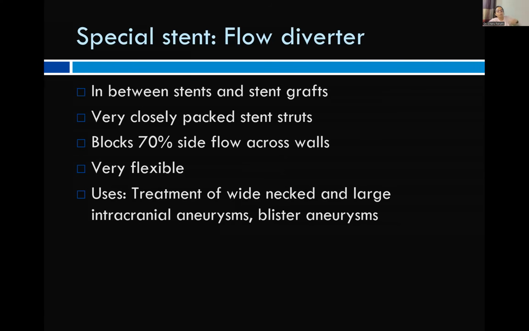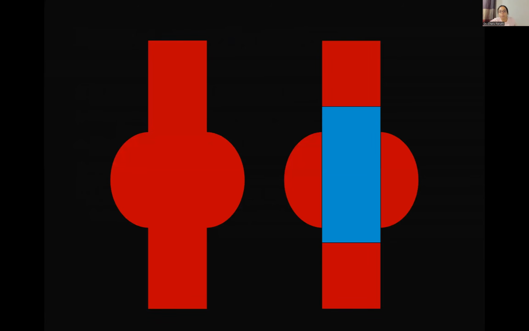Now we have some special type of stents known as flow diverters. These are used intracranially for large wide-necked aneurysms. And these are somewhere in between stents and stent grafts. One problem with stent grafts is that they are very, very stiff. And suppose there's a branch arising from here, then that is also going to get closed.